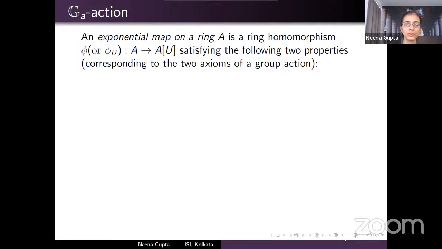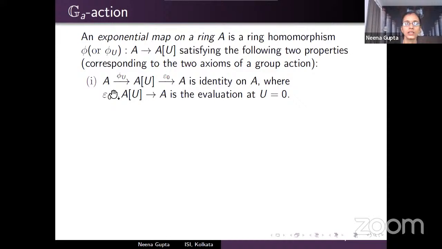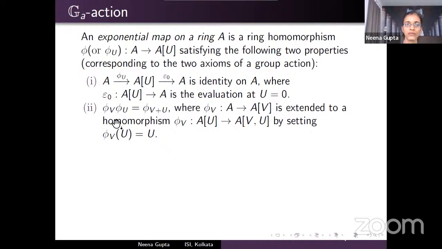Now I come to the method of proof. For that, we have to introduce the exponential map on any ring A. An exponential map phi is a ring homomorphism from A to a polynomial ring A[U], which satisfies the following two properties. These two properties are the two axioms of group actions. That is, phi_U composed with the evaluation map U goes to 0 is the identity, and phi_V composed with phi_U is phi_{V+U}. So these two properties are essentially the axioms of group actions, written algebraically.